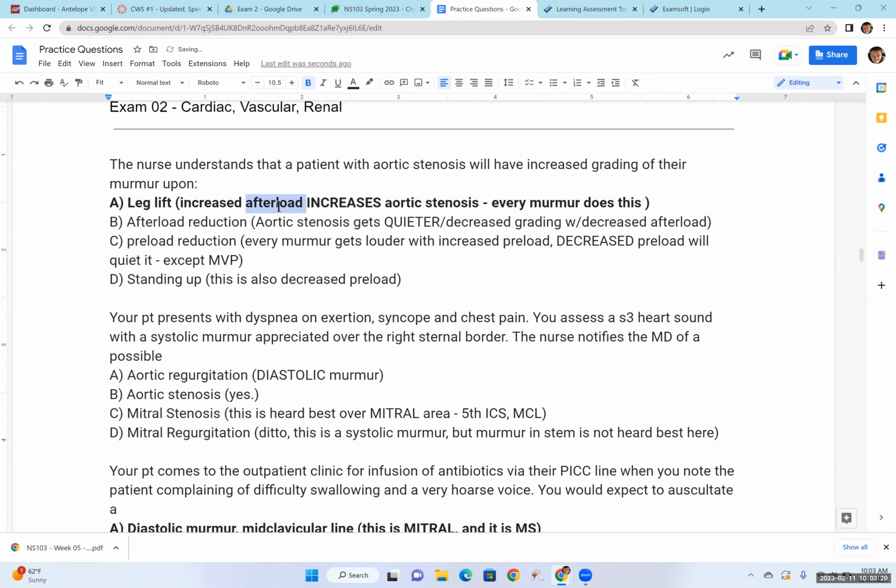Okay, increased preload increases aortic stenosis. Yeah, because hand gripping and squatting would create more afterload, which would quiet it. Right? So you reduce afterload, it does what? Gets louder, right? Okay, that would then be correct also. I guess two correct answers. All right.